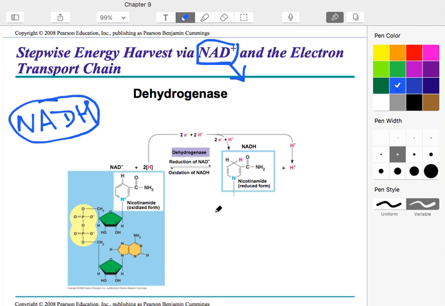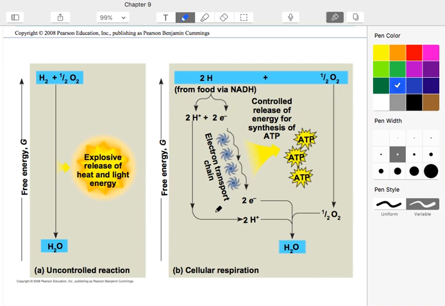Next, how is energy released, or how is energy controlled? Let's see. Here you go. This is called free energy here. Okay, this is free energy. This is the reactant. The reactant is going to go to product here.